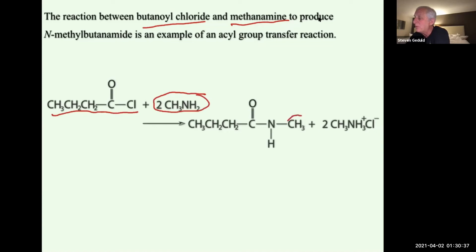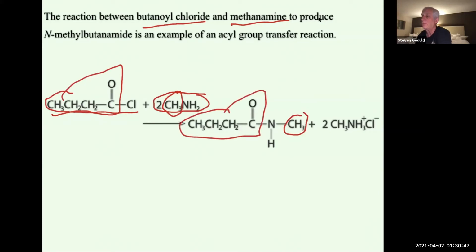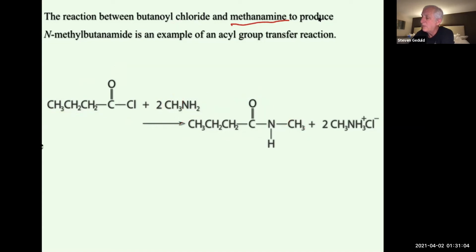Okay, so here's your methylamine. This is a methyl group, that's right here. Okay, and this is your butyl group right there. Okay, and another nitrogen compound goes here to react with your acyl chloride. Okay, so we're breaking this up. Let me get these out of the way so you can see it here. Okay, this is your butanoyl chloride.